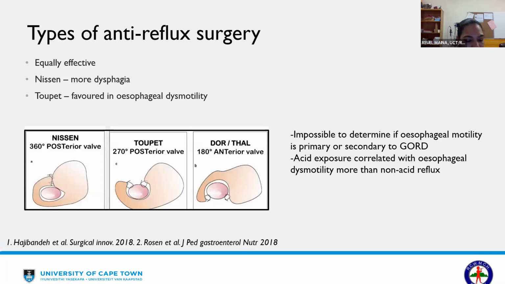So just briefly, the different types of anti-reflux surgery are equally effective. We can either do a Nissen, often reserved for patients who have dysphagia, or there is the Toupet procedure, which is favored in patients with esophageal dysmotility.